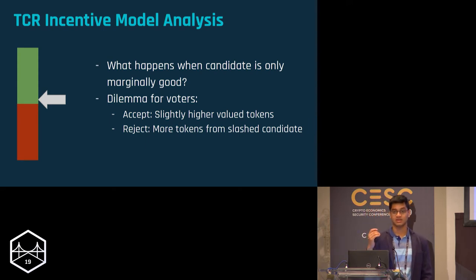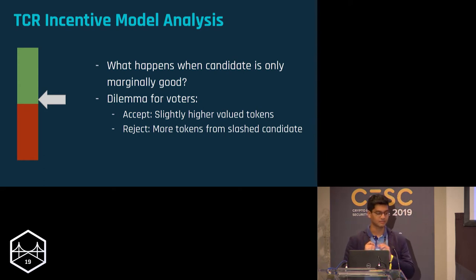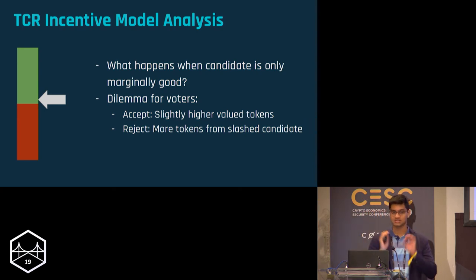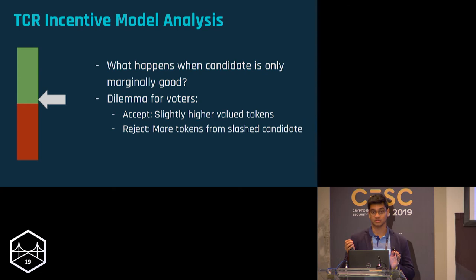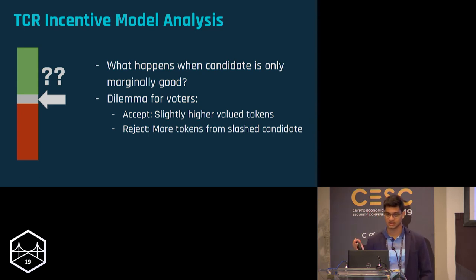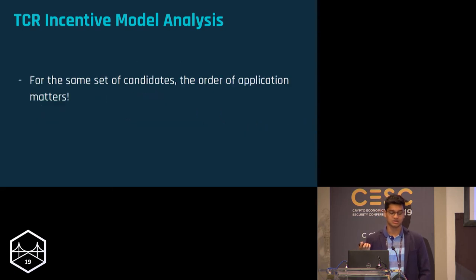So either we accept the candidate, hold the same amount of tokens, but each of them is appreciated slightly, or we reject the candidate, each token is valued the same as before, except that you have more tokens now from the slashing of the candidate. And there is this gray area where marginally good candidates might just be rejected for no reason. The major implication is that for the same set of candidates, the order of application matters. If a good candidate applies towards the end of this sequence of candidates, by then the candidate might just be marginally good and be rejected for absolutely no reason.